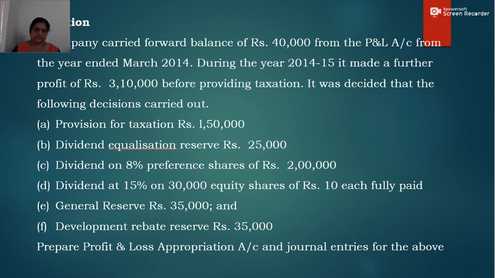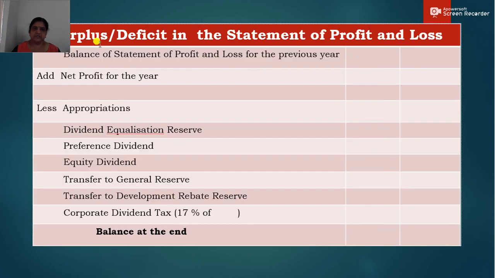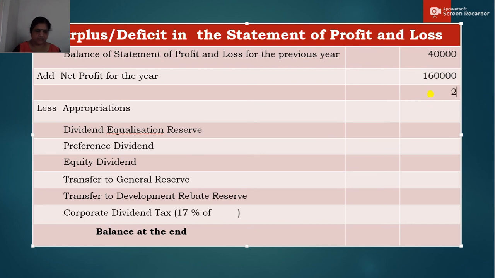Now this is the surplus or deficit in the statement of profit and loss. So what is the balance of profit? The opening balance of profit was, I think, 40,000. Okay. So 40,000. The net profit for the year was 3,10,000 minus the provision for taxation, that is 1,50,000. So it comes to 1,60,000. So the total will be 2 lakh.